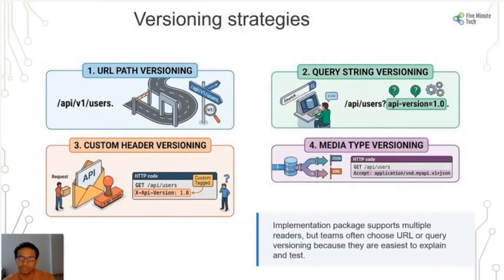Versioning strategies. There are different ways you can do versioning, or different strategies you can follow for versioning your APIs. One is URL path versioning, where the version is embedded in the URL itself. The second is query string versioning, in which you pass the API version as a query parameter. The third is custom header versioning, in which you can pass headers like X-API-Version and pass the version in there. There is a fourth option as well, media type versioning, where along with the Accept header you can pass your API version.